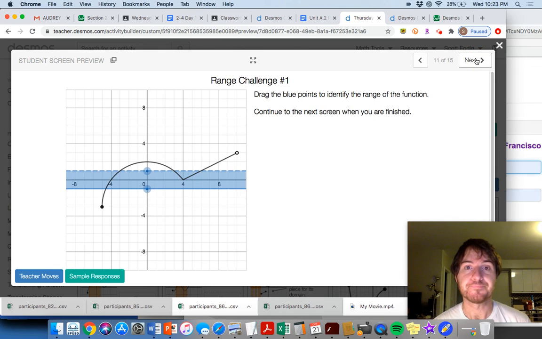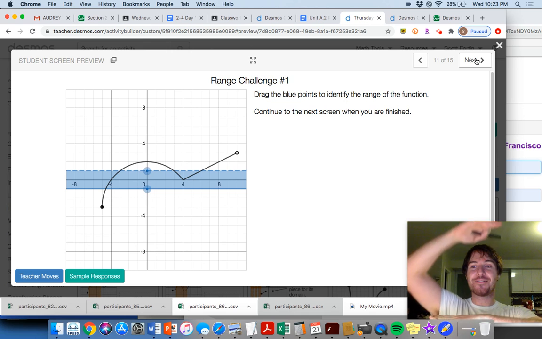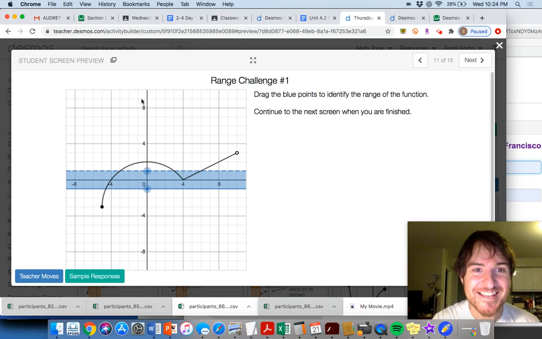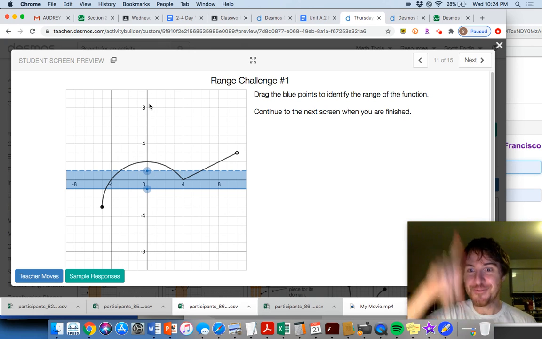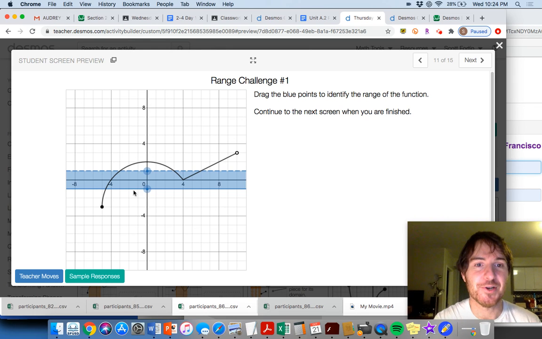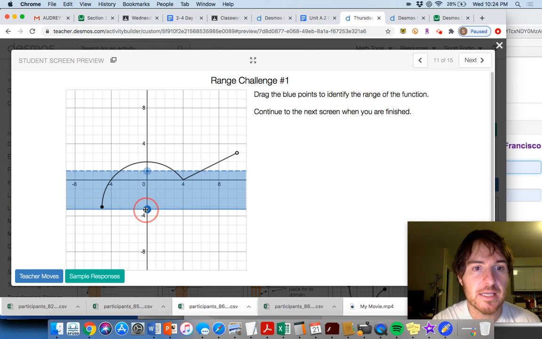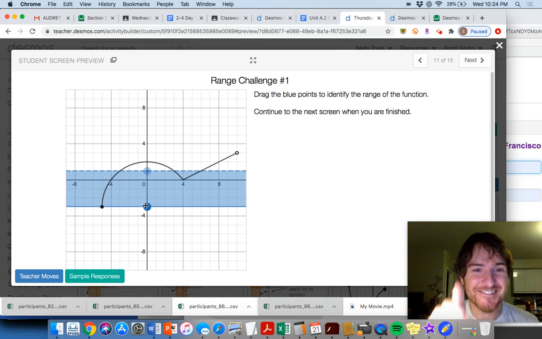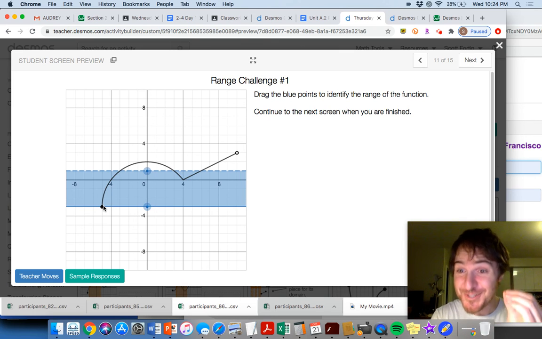All right, number 11. Drag the blue points to identify the range of the function. Ooh, now we're thinking about vertically. What's our lowest y value to our highest y value? Because again, the y-axis is the vertical axis. We start low and go high. We're going to start low on this. Let's do this, okay? So down here, it looks like the lowest y value is right there. And it's inclusive, so we don't have to worry about excluding it, right?